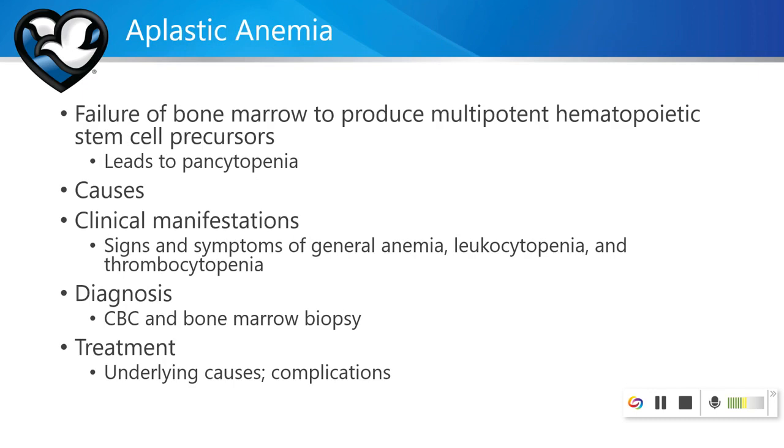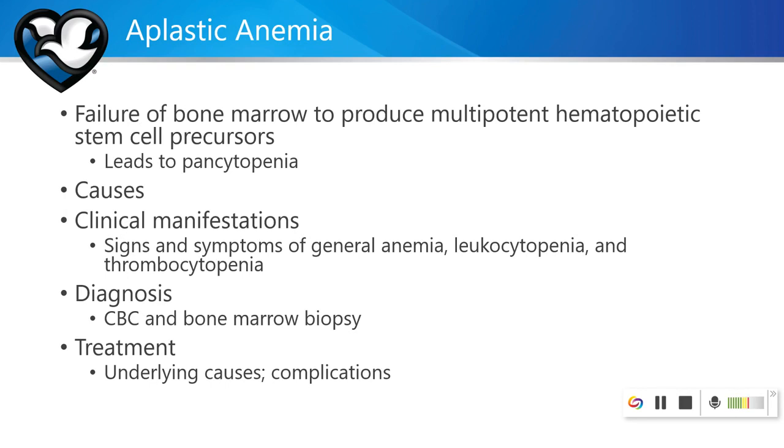Aplastic anemia is also considered a normocytic anemia. This type of anemia is rare but serious and is a result of the bone marrow failing to produce multipotent hematopoietic stem cell precursors. This leads to a lack of erythrocytes, leukocytes, and thrombocytes, which is also known as pancytopenia. The cells that are present, while they are low in numbers, are mature, normocytic, and normochromic.